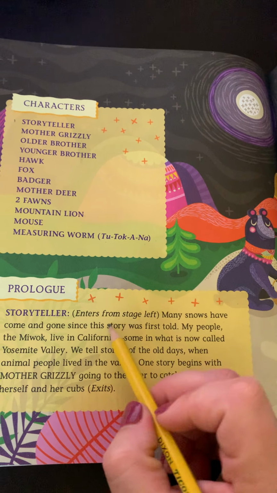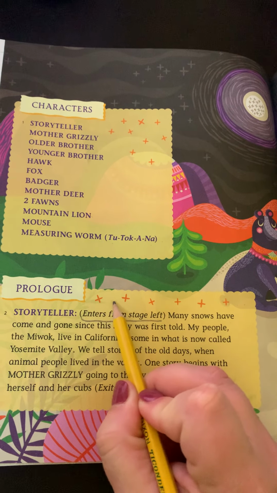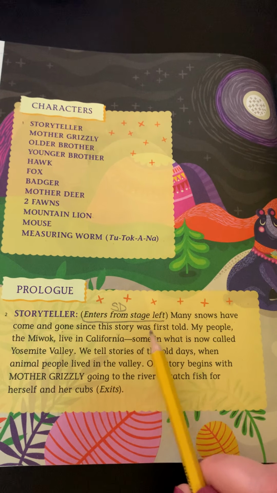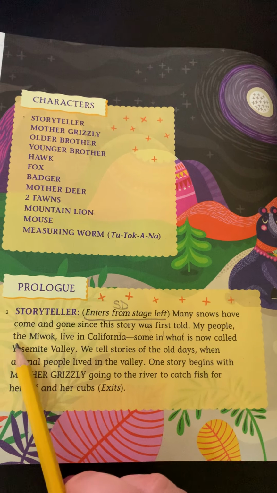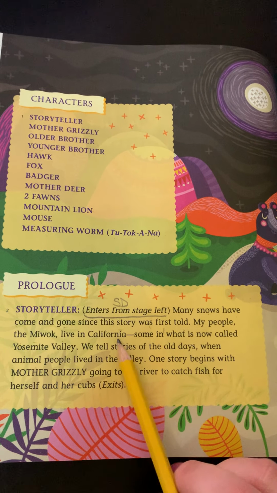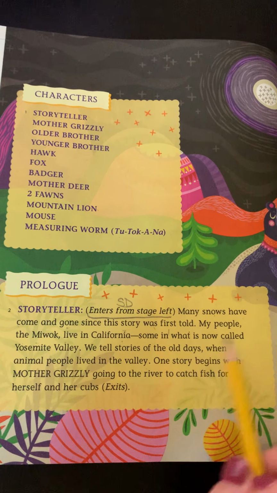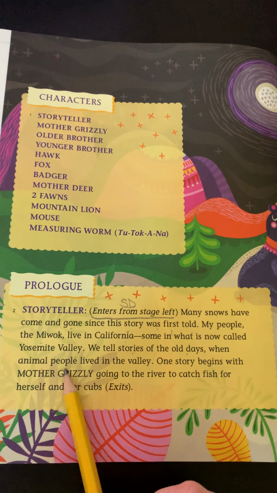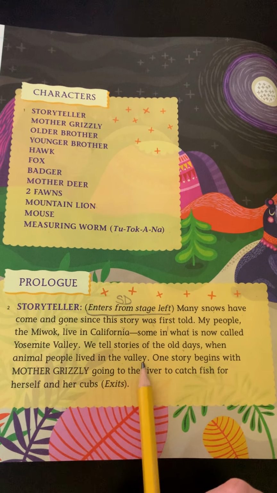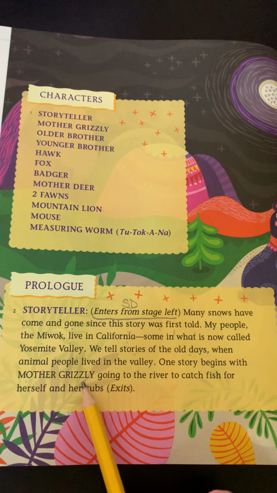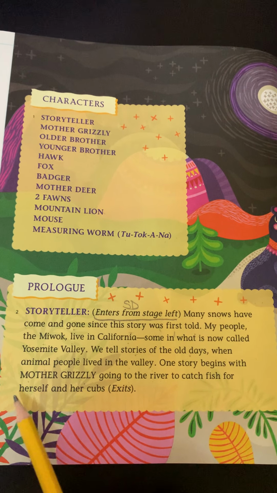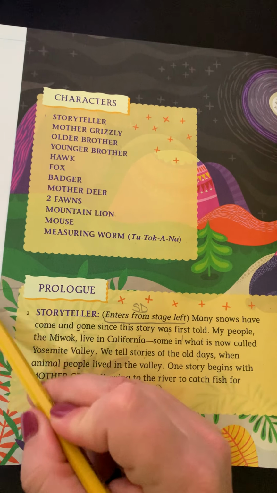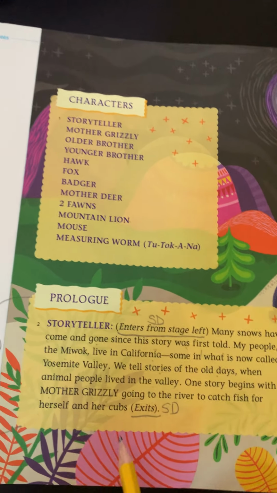Storyteller. Enter from stage left. There's your stage directions. Many snows have come and gone since this story was first told. My people, the Miwok, live in California, some in what we now call Yosemite Valley. We tell stories of the old days when animal people lived in the valley. One story begins with Mother Grizzly going to the river to catch fish for herself and her cubs. Exits. There's another stage direction. So a prologue is just kind of setting up, kind of telling you the back history of this story.